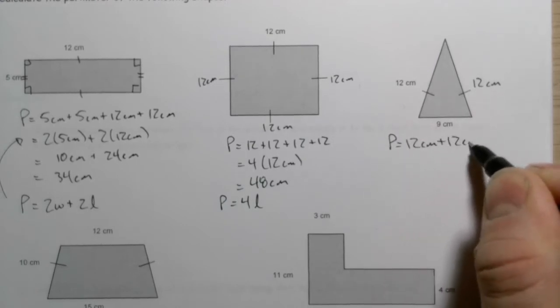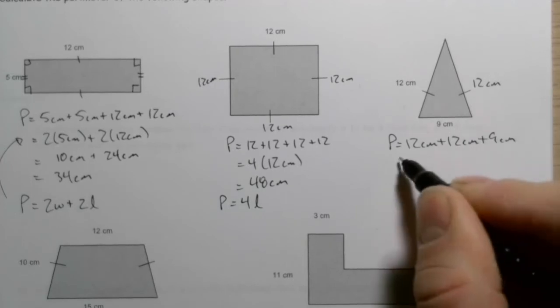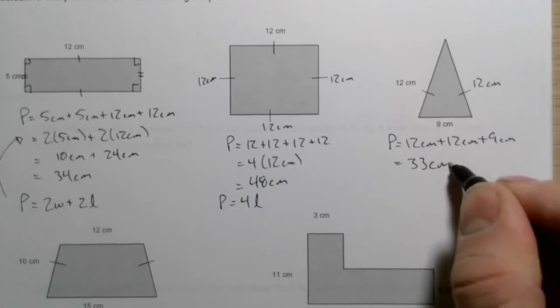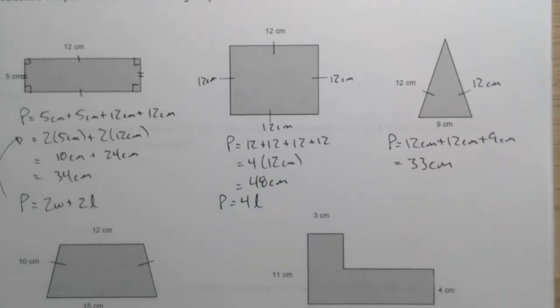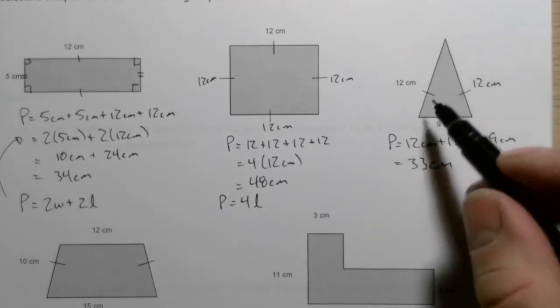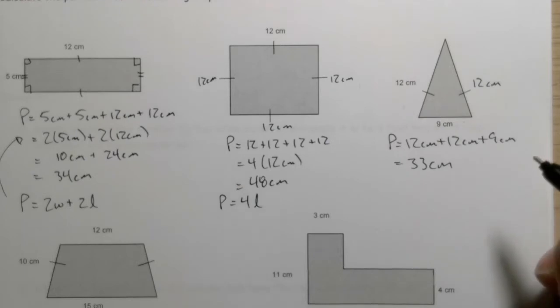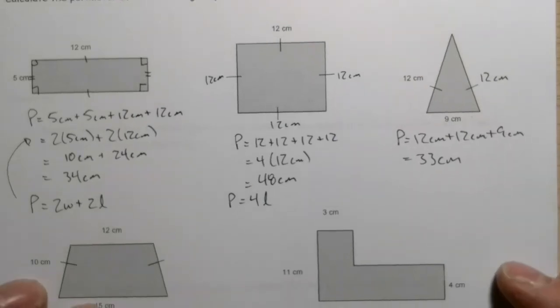So 12 centimeters plus 12 centimeters plus 9 centimeters, okay? And so that's going to end up being 24 plus 9 centimeters. It's going to end up being 33 centimeters overall. With a triangle here, unless you know exactly what kind of triangle you're looking at, there's really no nice little formula. I mean, I could have said 2 times A plus B. But that's a little bit more awkward.